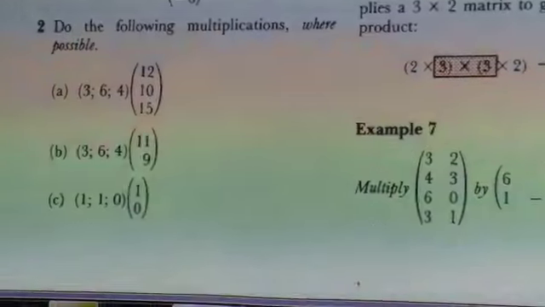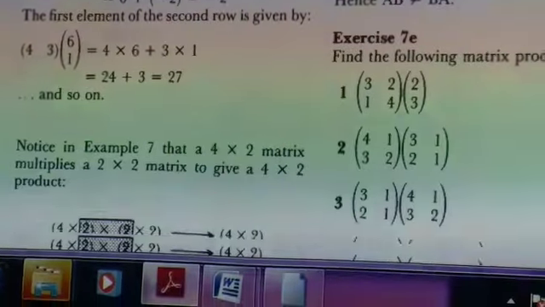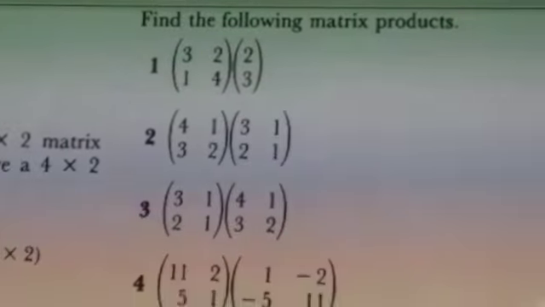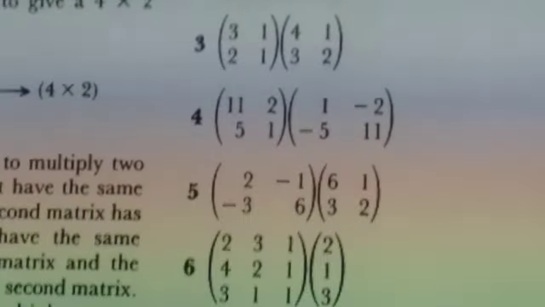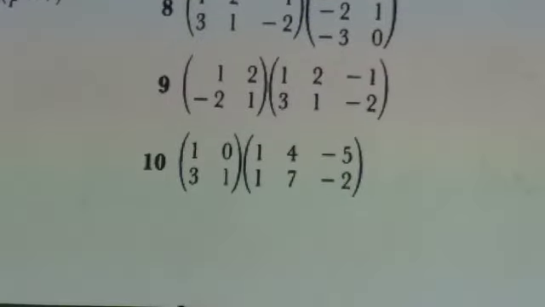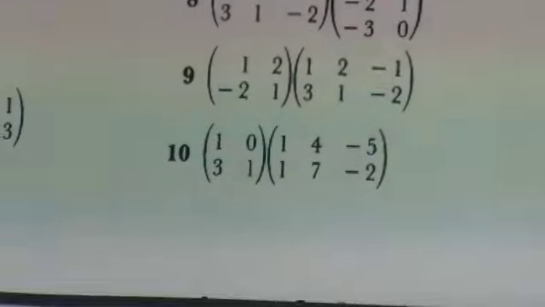Then we go on to exercise 7E. Exercise 7E, do number 1, 2, 3, 4, 5, 7, 8, 9, and 10. Right, do all those numbers. Then make sure you submit your homework before we go on to the revision.